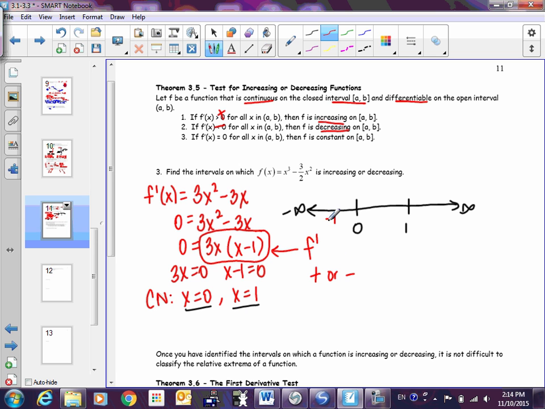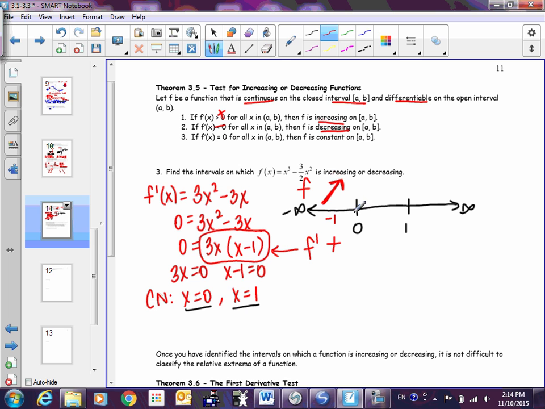Okay, so if I plug in a number, say -1, 3 times -1 is -3, and -1 minus 1 is -2. So what's a negative times a negative? Positive. So if f prime is positive, then what does that tell us about f? It's increasing. So what we're going to do is write this up here. I want you to write an f above the number line, and draw an arrow that looks like increasing. And you could also write the word increasing if you wanted to.